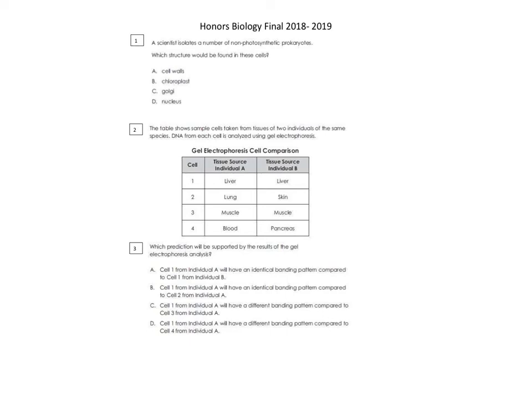Okay, so in the first question, it says a scientist isolates a number of non-photosynthetic prokaryotes. The clue here is prokaryotes, and which structure would be found in a prokaryote. So if you're looking to get your points back, you need to be thinking about cell structure, because that's where we cover this. Cell structures. So here, the cell structure is where we covered this material, prokaryote versus eukaryote.